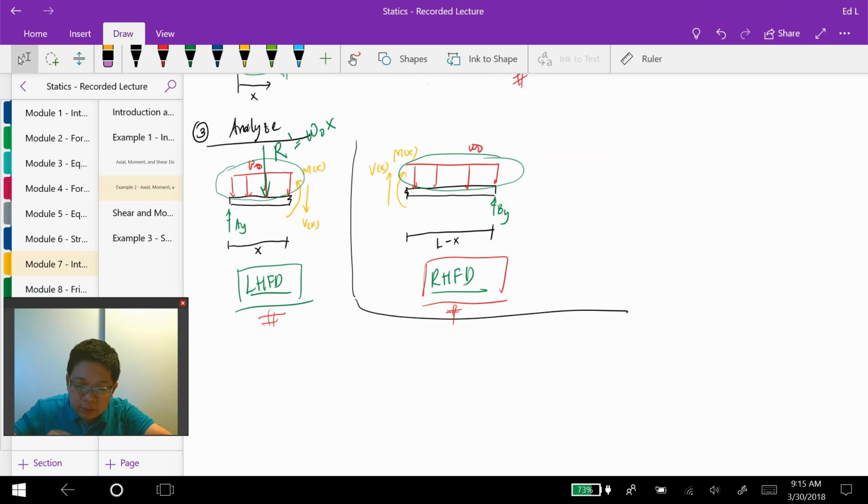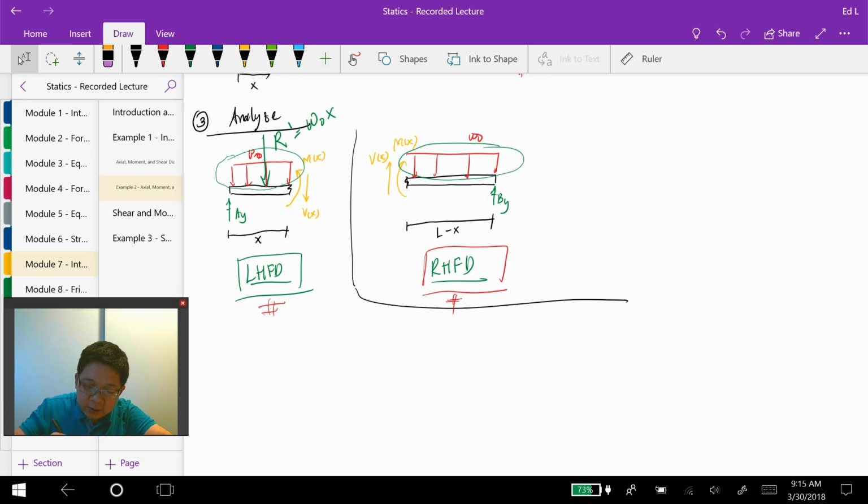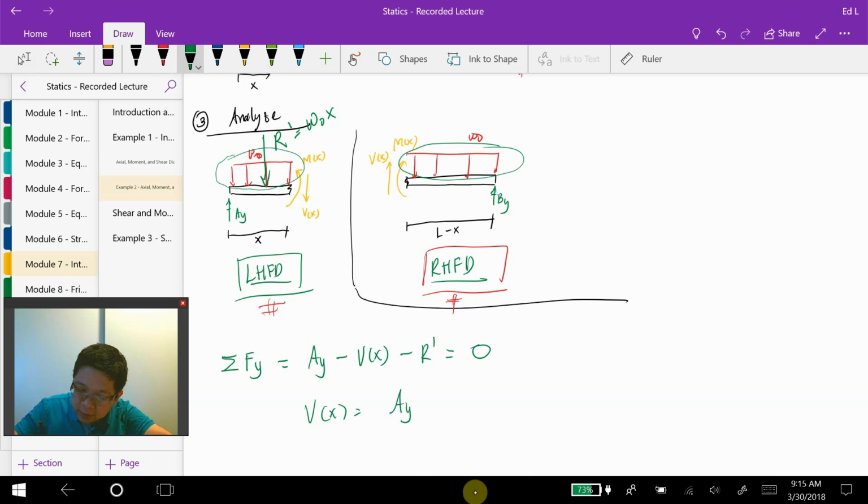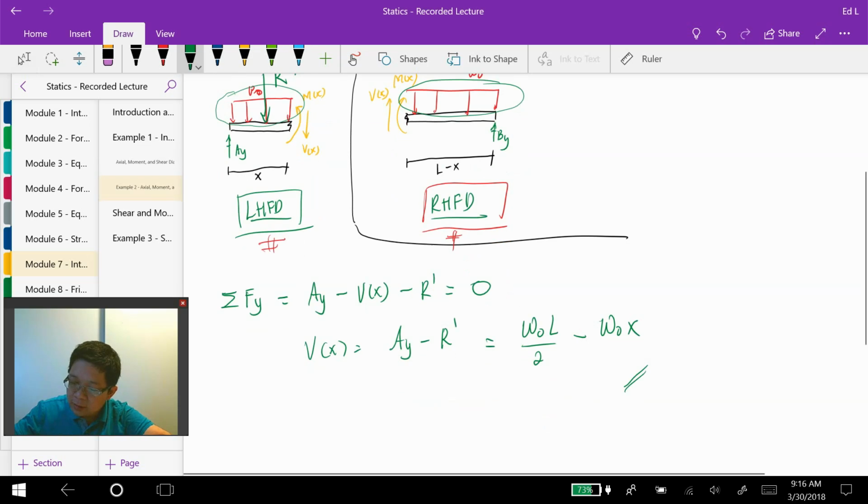So once we already have that, we can do the sum of forces in the Y. I will have Ay minus V of x minus R prime equal to 0. So my V of x is Ay minus R prime, and my Ay is w naught L over 2, and my R prime is w naught x. And this is basically my shear equation.